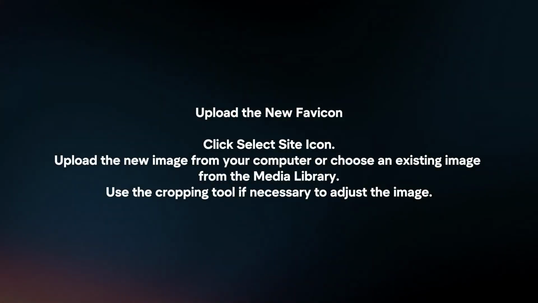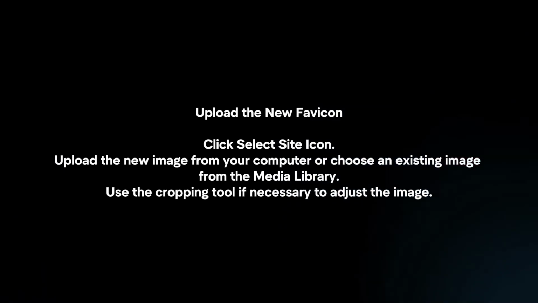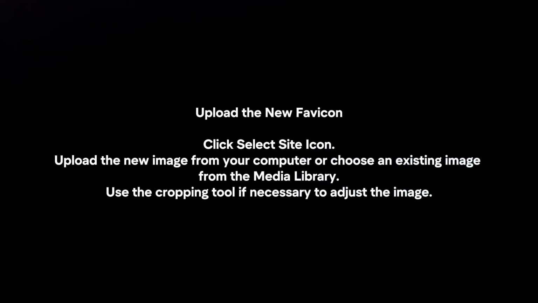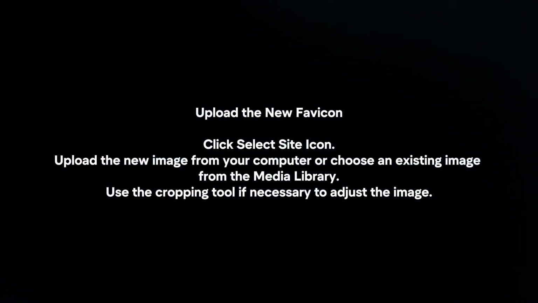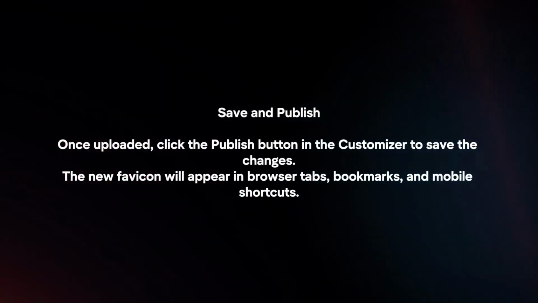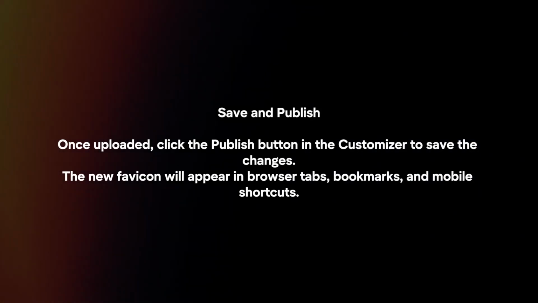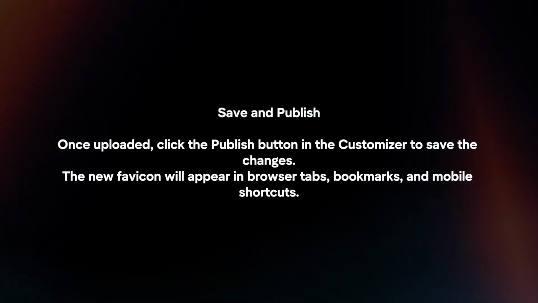Upload the new favicon. Click Select Icon. Upload a new image from your computer or choose an existing image from the media library. Use the cropping tool if necessary to adjust the image. Save and publish. Once uploaded, click the Publish button in the customizer to save the changes. The new favicon will appear in browser tabs, bookmarks, and mobile shortcuts.